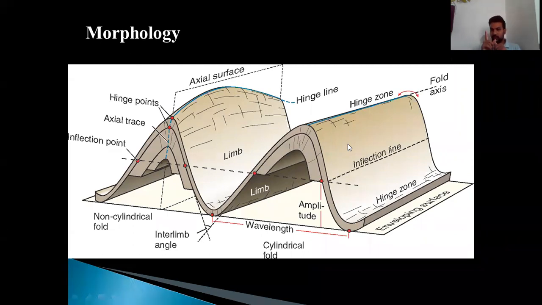The intersection of the axial surface or the axial plane with the fold is called the fold axis. So you must be very clear that the plane which bisects or divides the fold is called the axial plane or axial surface, whereas the line of intersection of the axial plane and the fold is termed the fold axis. And further, on the basis of this fold axis, folds are classified into multiple types.